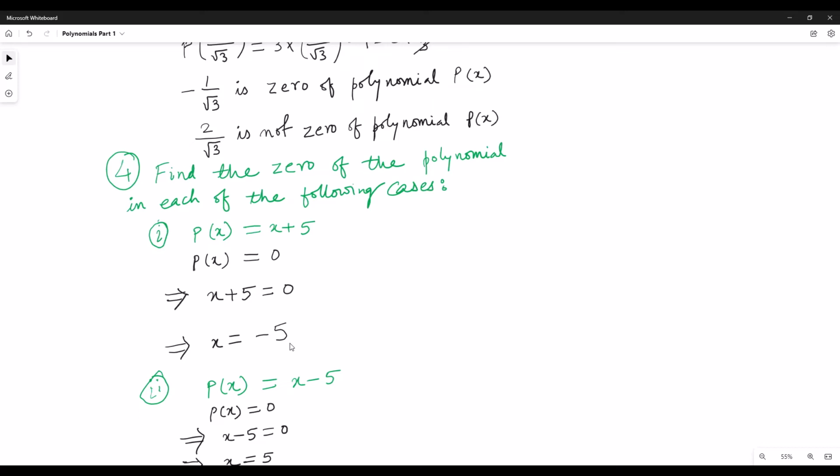We need to understand this. Why does the 5 go to the right hand side and become negative? Because we have subtracted 5 from both sides. So on the left side, 5 minus 5 is 0, and on the right side, 0 minus 5 is minus 5.